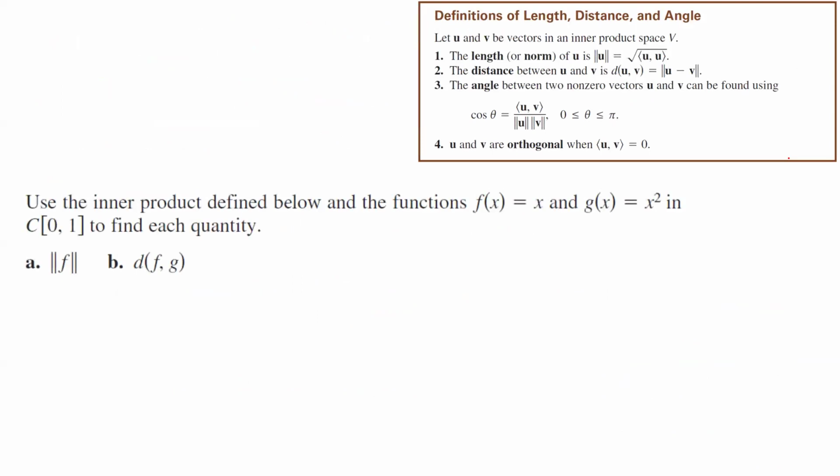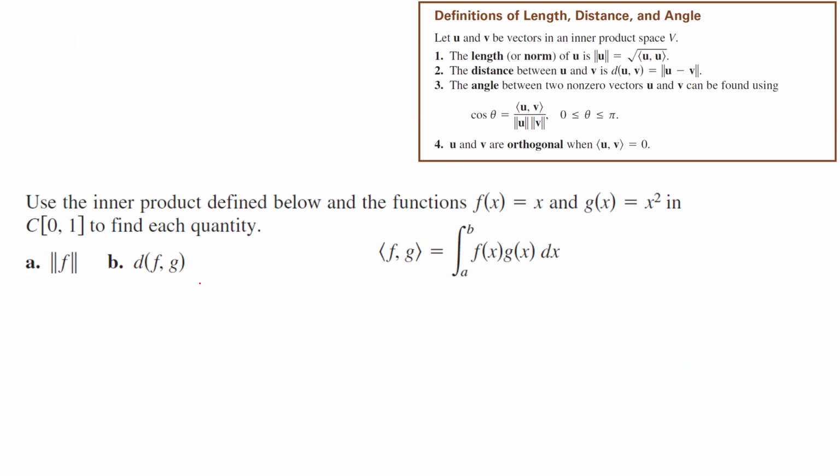In this example, the question says, use the inner product defined below for these two functions on the vector space of all continuous functions between 0 and 1. So the question says, hey, the inner product that I want you to use is this function, the definite integral of f times g. It gives us f and g, and it says, find the length of f, then find the distance between f and g.